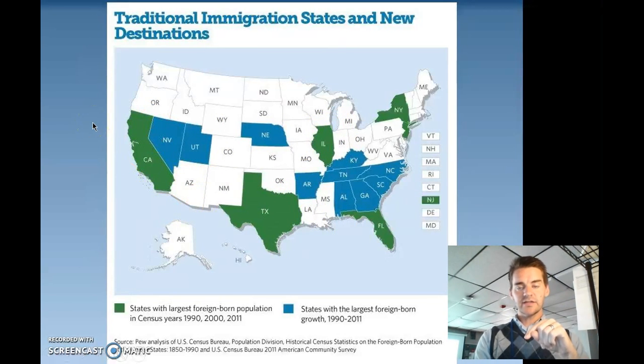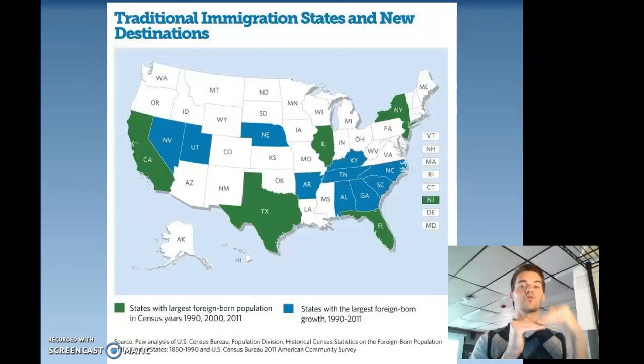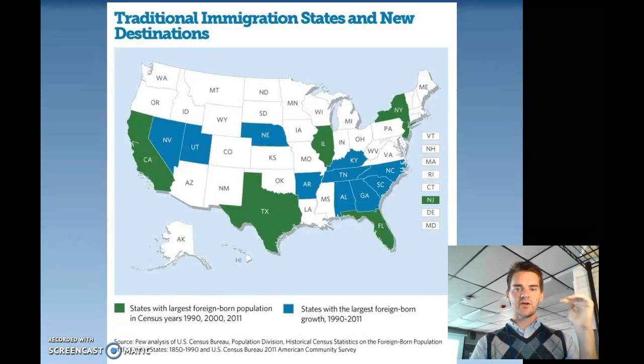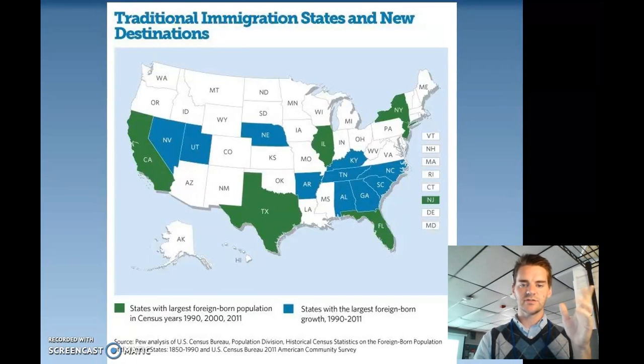And then the blue states show the largest amount of growth. So even though they might still have a relatively small amount of foreign-born citizens, they have seen the largest increase in that category since the census information was starting to be taken. Interesting. We can make some observations about this.